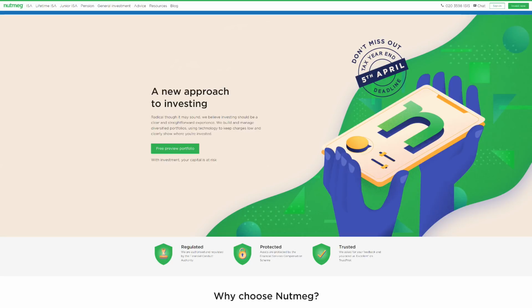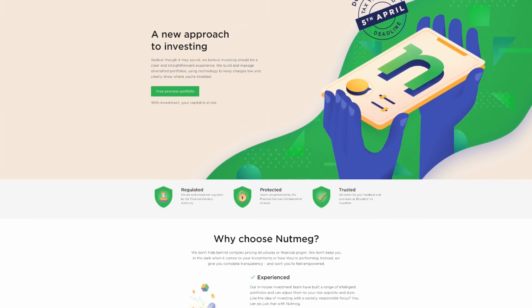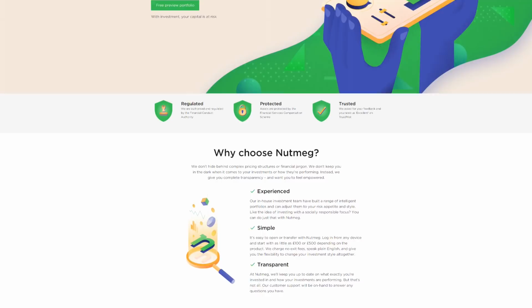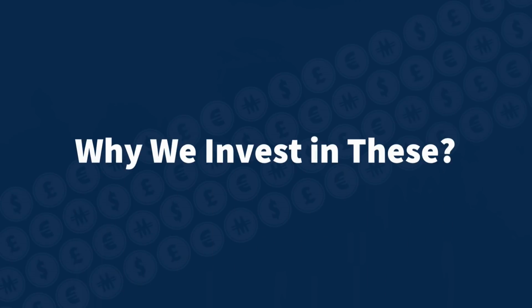I also invest a portion of my wealth with robo-investing platform Nutmeg, which itself creates its own world portfolio. And in addition to this, I have also been buying into the Vanguard FTSE All-World ETF during this recent stock market panic. Why we invest in these.